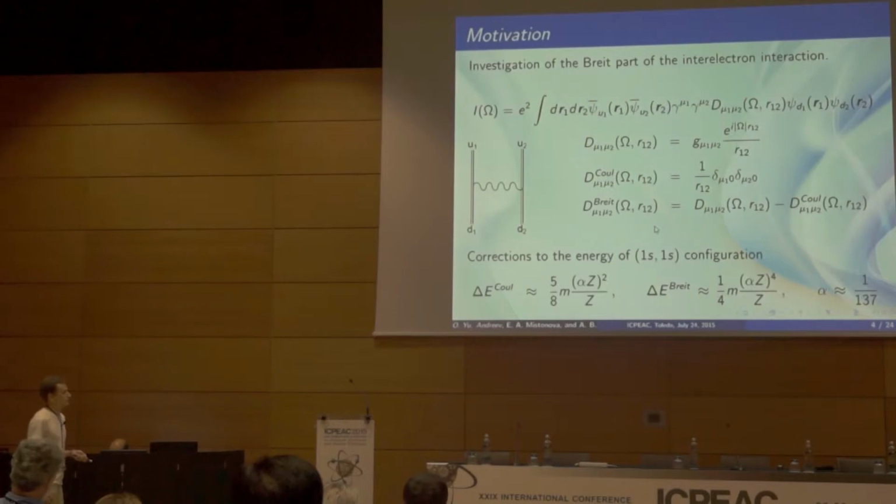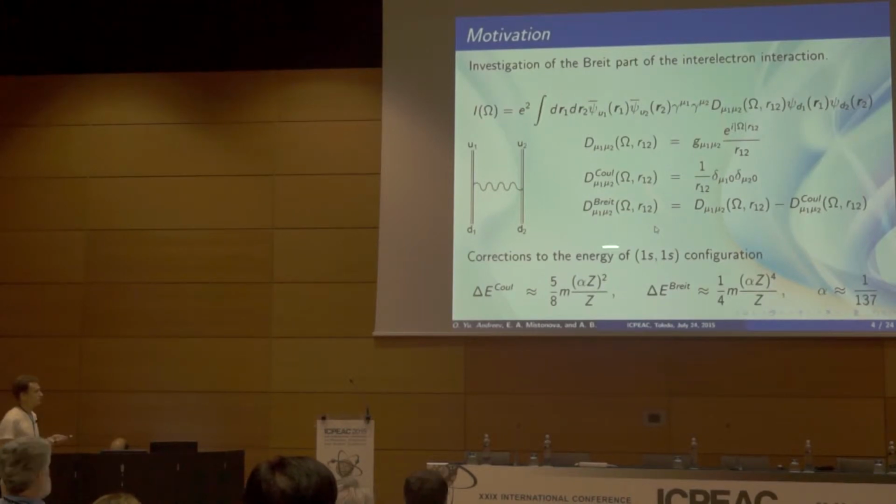Normally, the Breit interaction is defined in Coulomb gauge, but since gauge invariance holds, we can define it in this way. I'd like to give two examples of the importance of the Breit interaction. Here are estimates for the correction to the energy level of the ground state of the two-electron configuration. This is the correction due to the Coulomb interaction and due to the Breit interaction, and we can see that they differ by a factor of alpha Z squared, which is 1/2 for uranium.